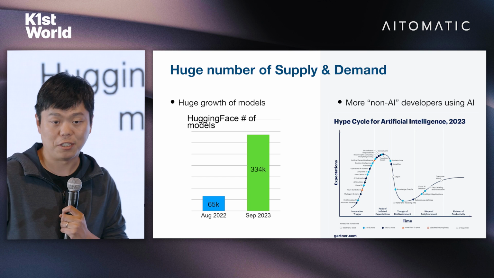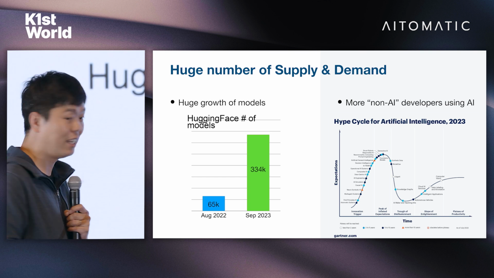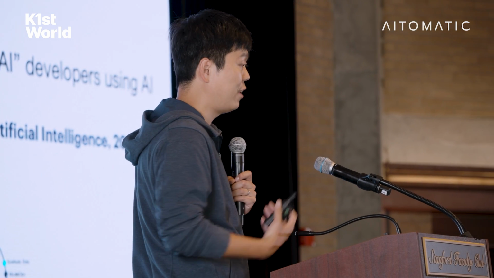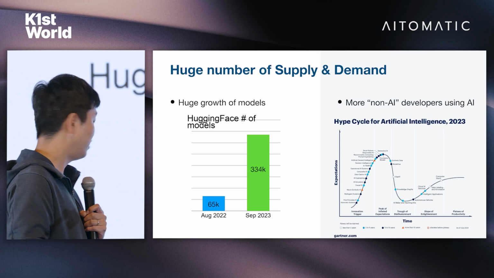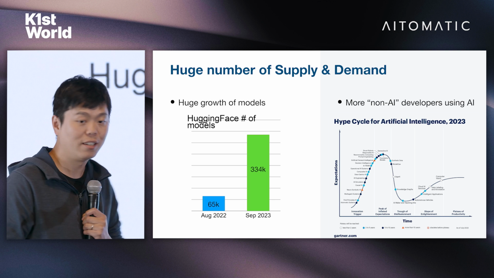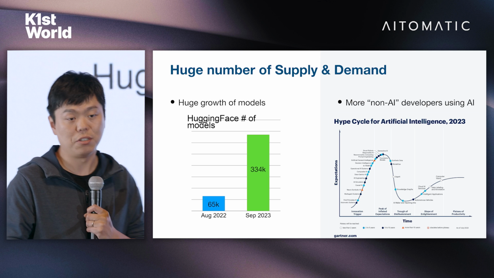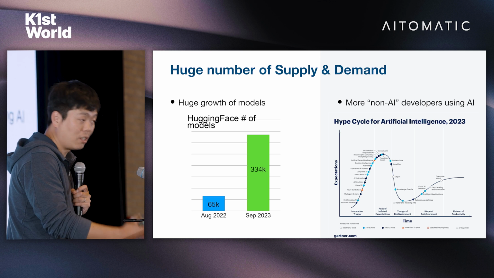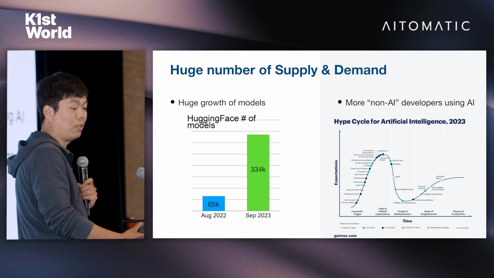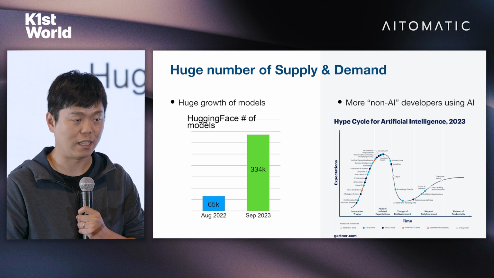If you look at statistics, there's this really famous platform called Hugging Face, and the number of models on Hugging Face has surged like crazy. Last year, there were about 65,000 models in August, and last month when I checked, that number surged to 334,000 different models. Understandably, half of the models are natural language processing, but there are also other models such as computer vision, speech, and things like that.